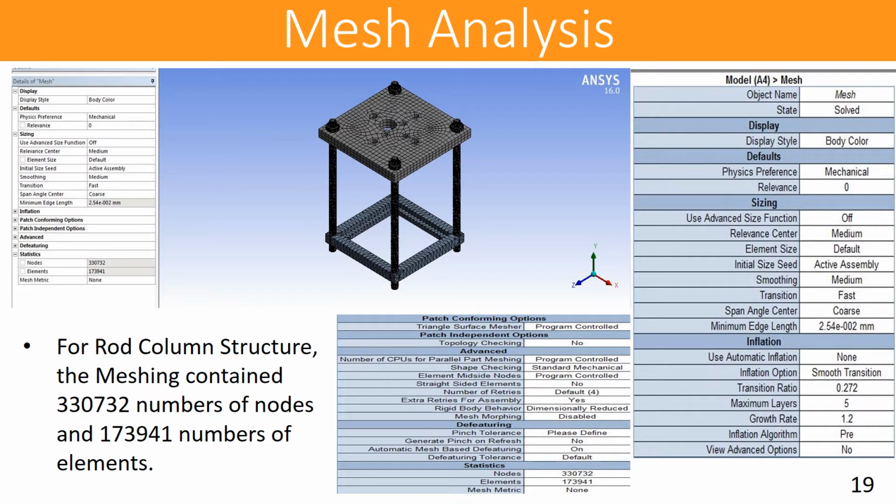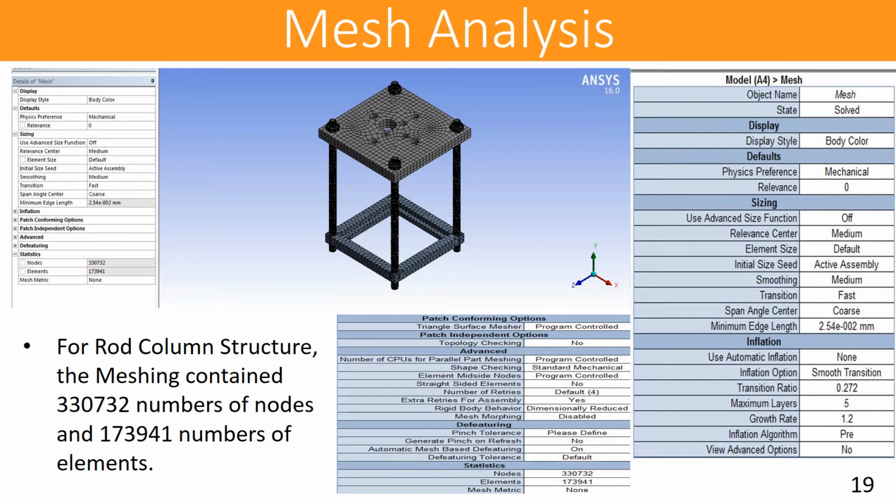This is the mesh analysis for the rod column structure, where the relevance is 0. For the sizing, the relevance center is medium, element size is default, initial size seed is active assembly, smoothing is medium, transition is fast, span angle center is coarse, and minimum edge length is default.